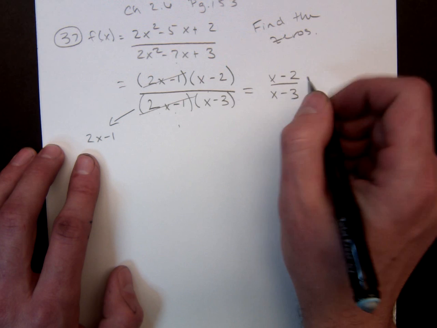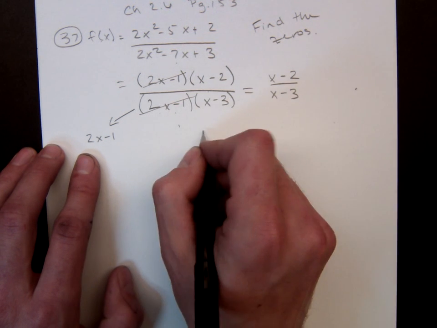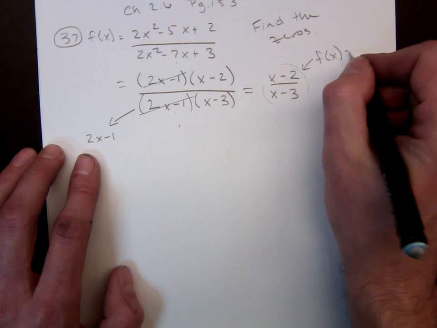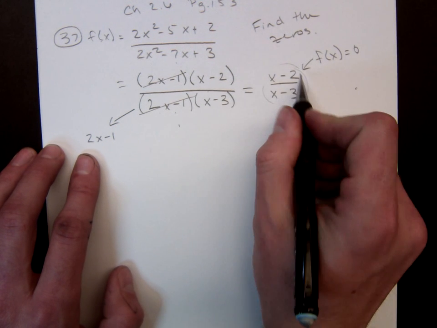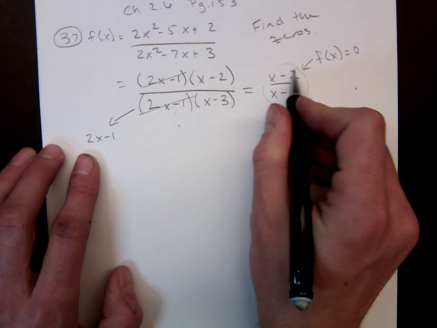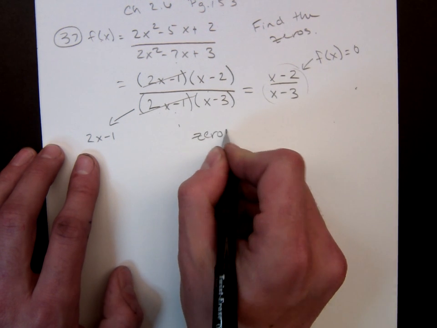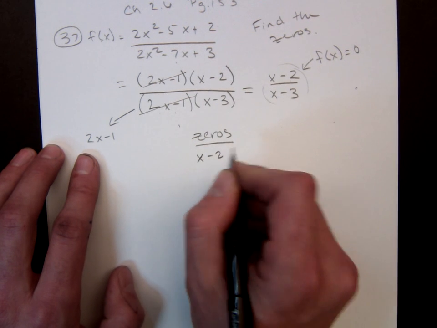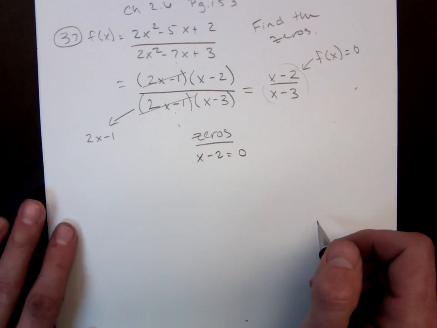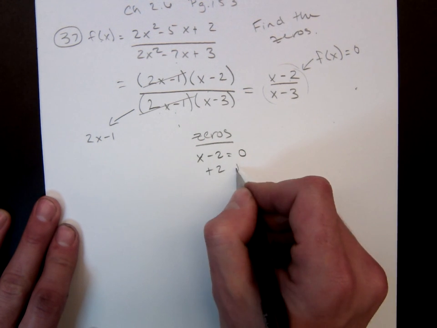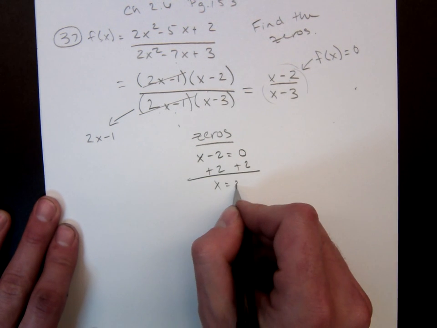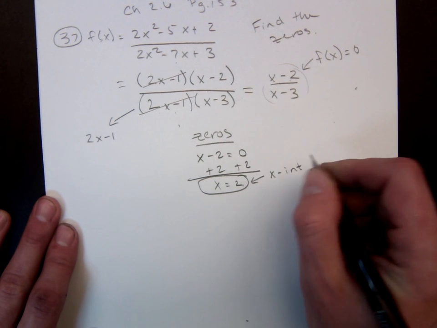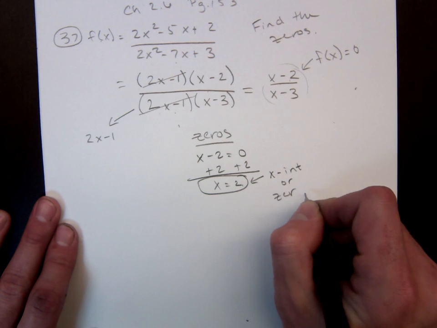If I'm looking for the zeros, then I'm simply looking for when this expression, which is f of x, is equal to 0. Well, this expression will be 0 if the numerator is 0. So to find the zeros, all we do is take our numerator, x minus 2, and see when it is equal to 0. So I add 2 to both sides, and I get x equals 2. So x equals 2 is going to be one of my x-intercepts, or zeros.